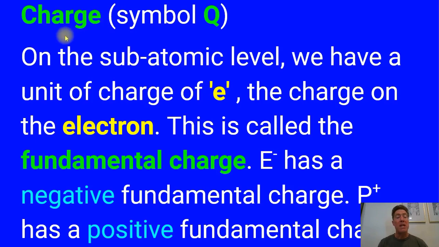So here's how we're going to measure the charge. We're going to call charge, we symbolize that with Q. We know at the subatomic level we have a unit of charge on every electron. Every electron has a negative charge, and that's balanced out by the positive charge of every proton. So the charge on an electron is known as the fundamental charge or the elementary charge. And it's negative for an electron and it's positive for a proton.